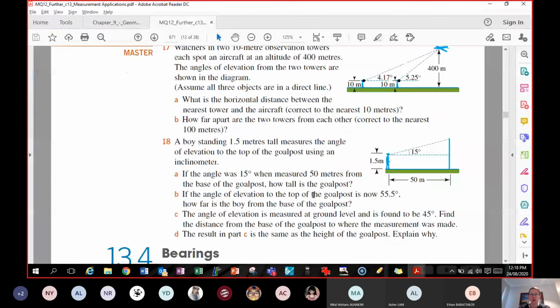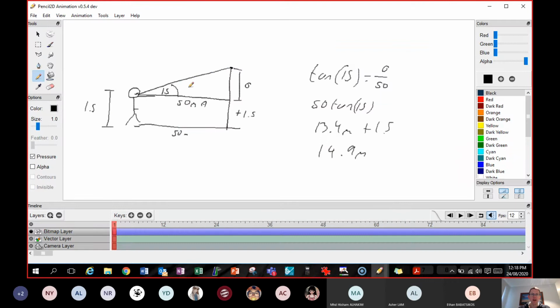The angle of elevation to the top of the goalpost is now 55. How far away is the boy from the base of the goal? If it's now 55, the angle of elevation, that means he's obviously walked in, right? If it's 55, he's looking right up now. Now we know the goalpost's total length was 14.9, but he hasn't shrunk. He's just walked in. So we've got to treat this as 13.4 or whatever it was. And now we want to know what this angle is, right? No, we know this is 55, sorry.